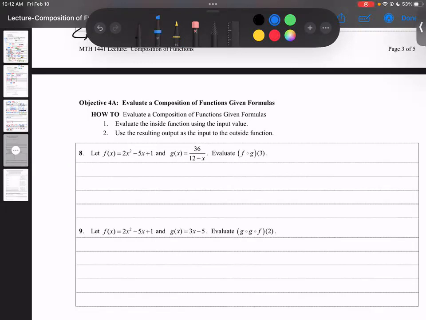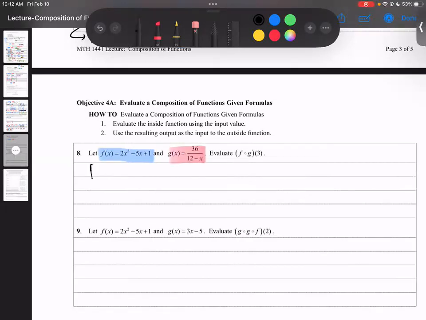Given f is a polynomial like that, and g is a rational expression, or rational function, I want to find f composite g of 3. What is my outside function? f. So f will be outside and g will be inside. And now the input is no longer x, it's 3.